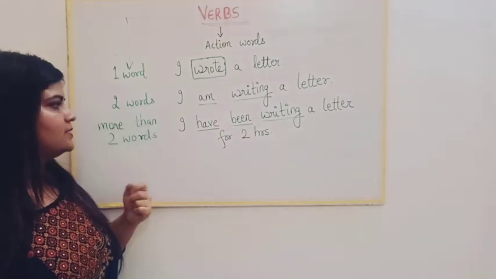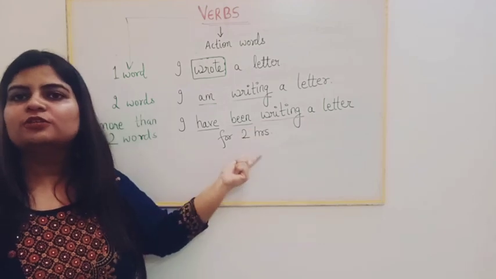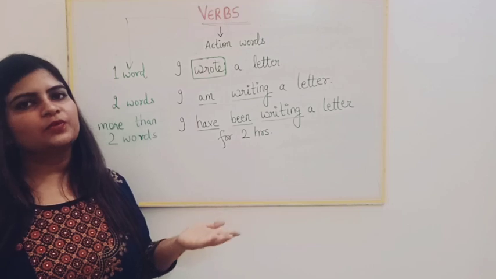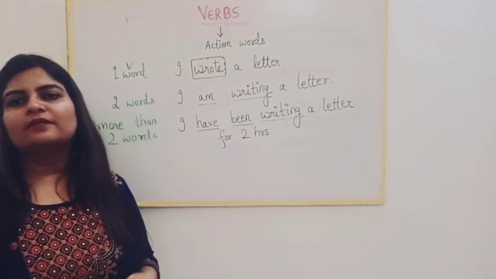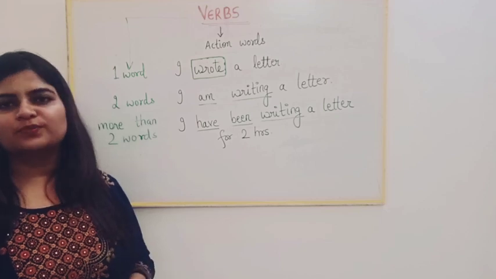In the third sentence, I have been writing a letter for 2 hours. So this, have been writing, is made up of 3 words. So like this, a verb can be of a single word, two words and more than two words.